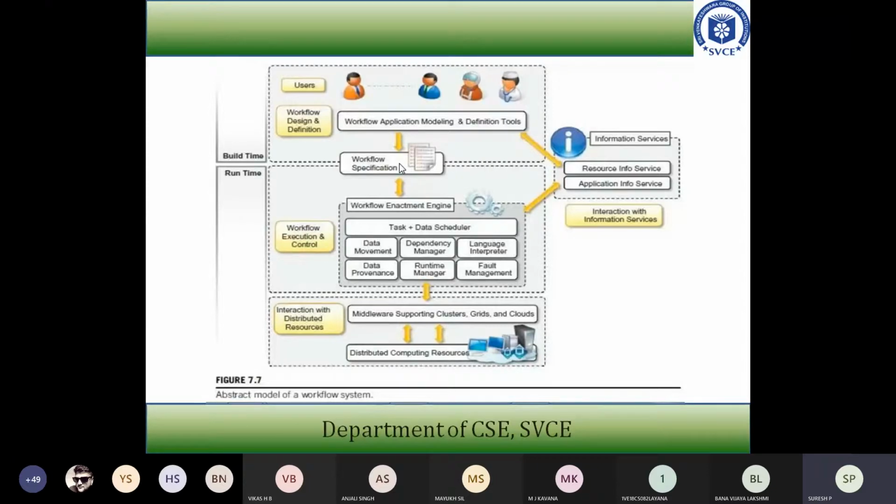So when you have that business process execution language with respect to the workflow specifications, what is that particular specification in your workflow language going to provide? It is going to control the execution.